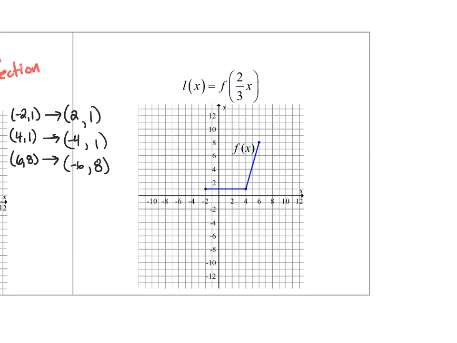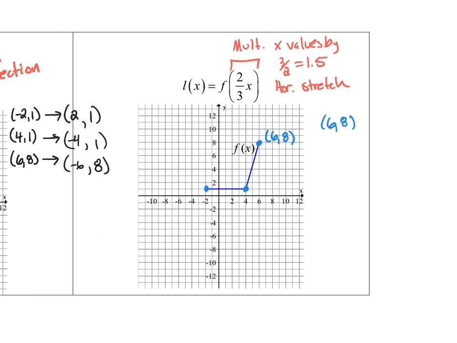Okay, now we have a more complicated inside change, f of 2/3 x. So I need to think, okay, it's telling me multiply by 2/3, but I really know that I am going to multiply the x values by 3/2, or 1.5. So that's actually going to be a horizontal stretch. Take our ordered pairs, and we're going to stretch them. So (6, 8), I need to multiply the x value by 1.5.